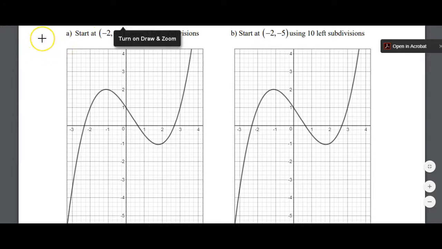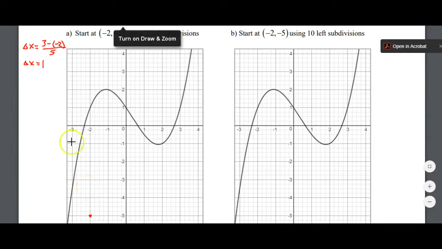So first we're going to calculate our delta x. We've got 5 left subdivisions, so our delta x is going to be our endpoint, which was 3, minus our start, -2, and then divided by 5. And this one turns out pretty nice. This top will just be 5 divided by 5, so our delta x is just going to be 1. So I'm going to start, like they said, at (-2, 5), so right down here.